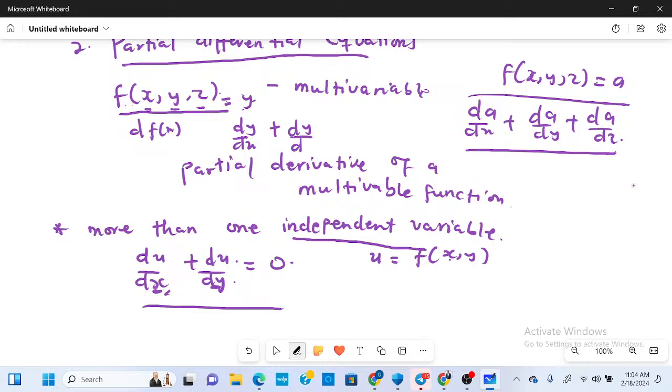If we have only one independent variable, it means that our function will be differentiated with respect to only a single variable. In the partial case, our function will be differentiated with respect to all the independent variables within that multivariable function.